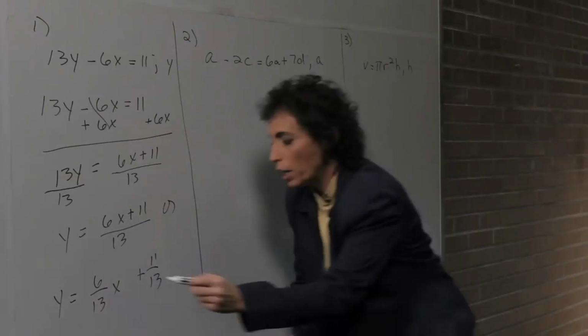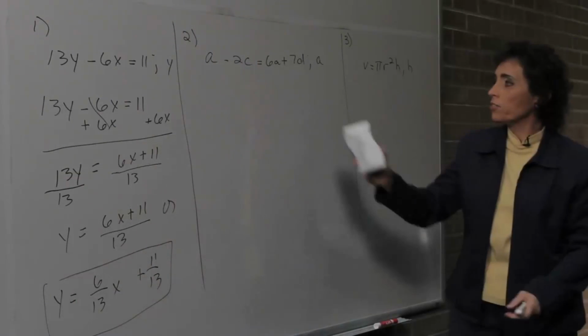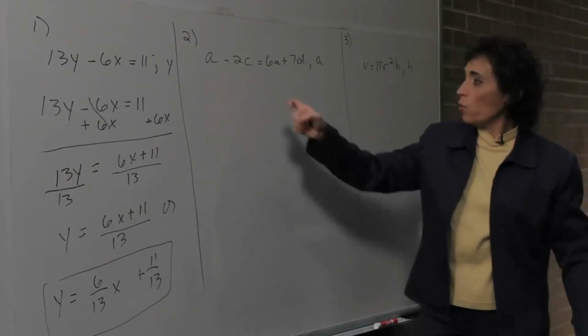We have an answer for y. Y is alone on one side. X is on the other side. Okay. Let's take a look at this one. This is way more fun. You know why this is way more fun?